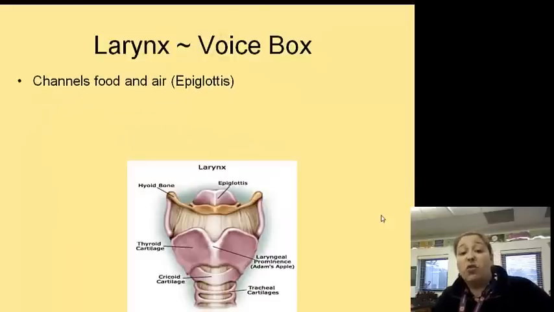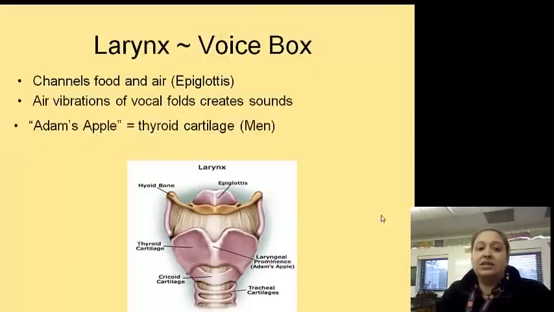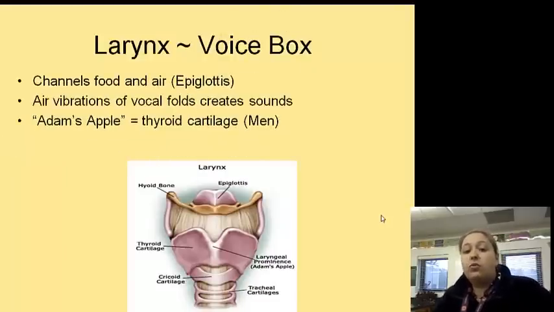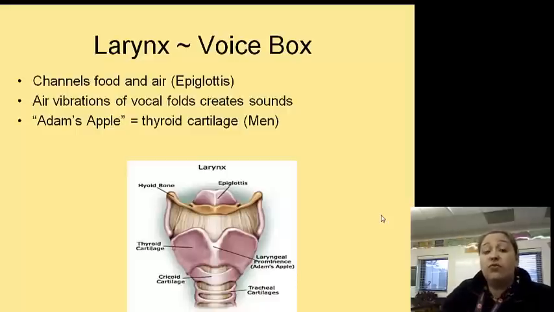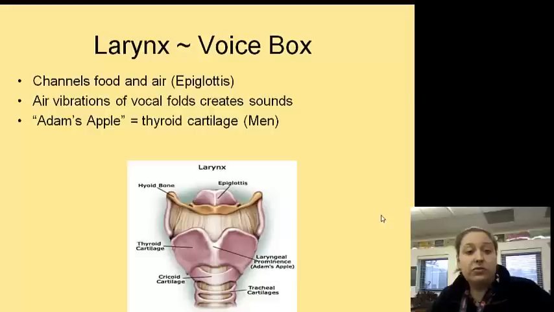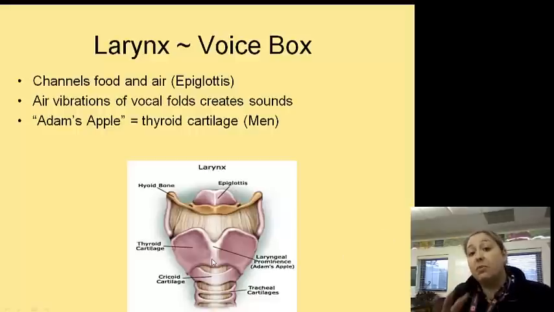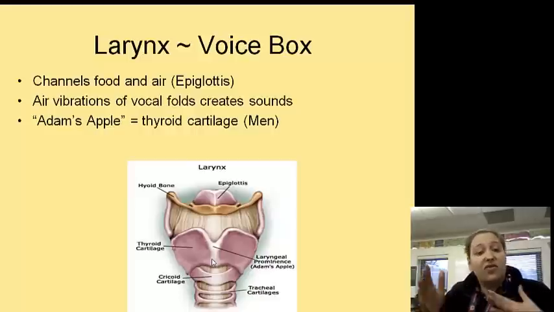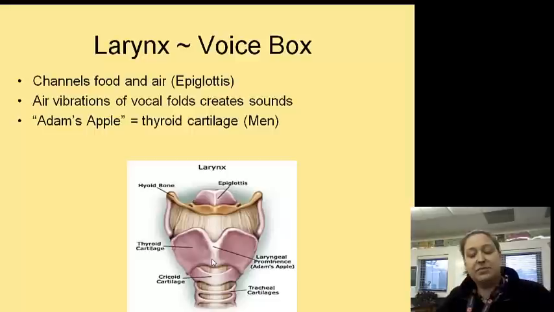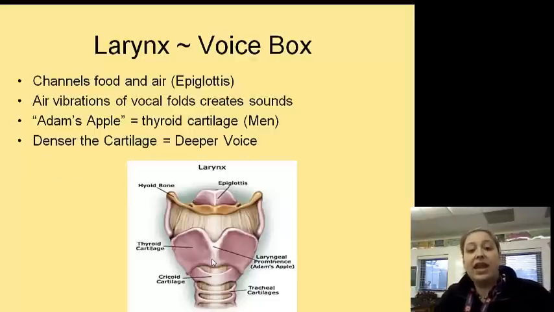Our larynx, or our voice box. It channels food and air with the epiglottis. It does air vibrations through the vocal folds to create sound. And guys tend to have this Adam's apple, which is a thyroid cartilage box around it that actually protrudes a little bit more than in females. But again, that's going to be your voice box. Air flows through it, vibrates those folds, sound comes out. And the denser the cartilage, the deeper the voice.